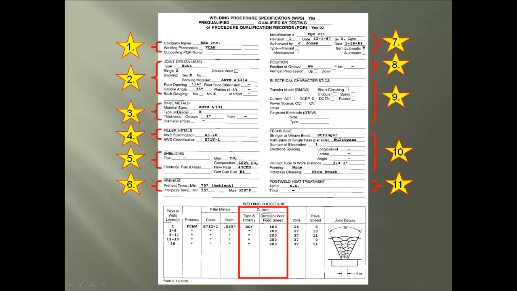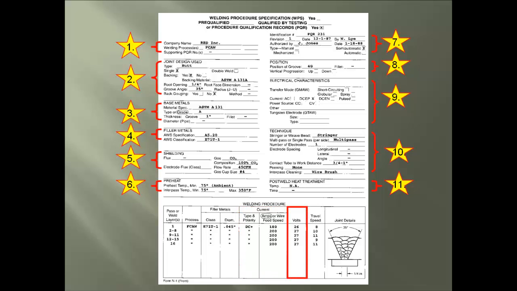Here we see the current parameters, and again DC positive should match the line item in electrical characteristics, which has DCEP called out, or direct current electrode positive. Plus we see the amps being established. Notice how they circle the amps. Now with this PQR using flux core arc welding, they could have circled the wire feed speed, which is the same as amps.